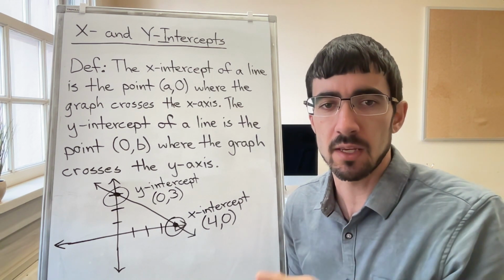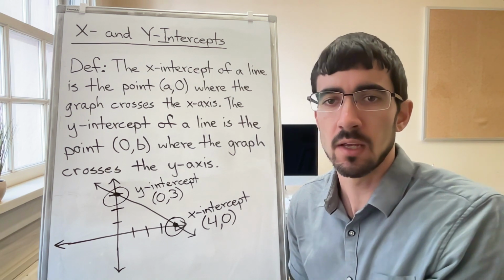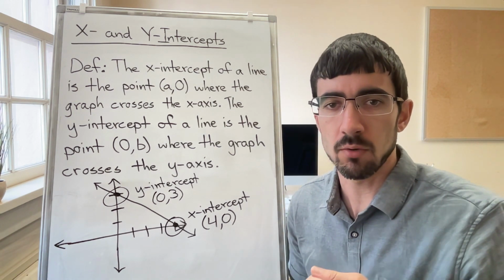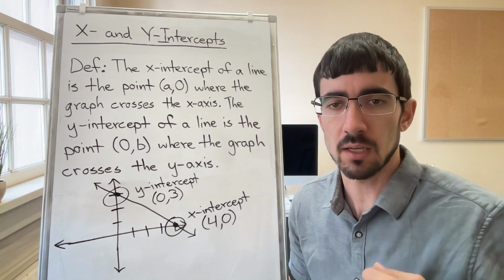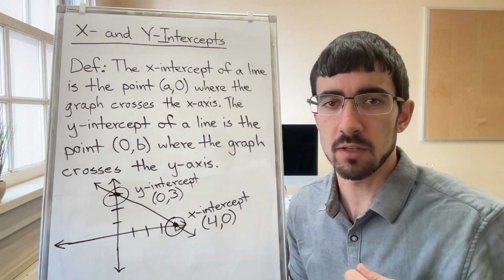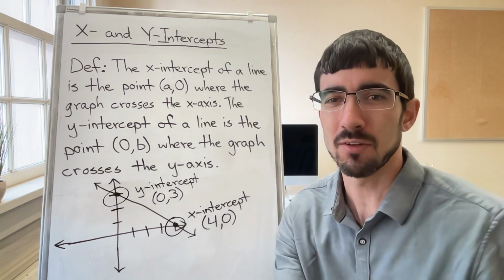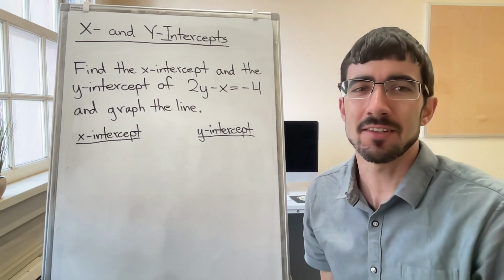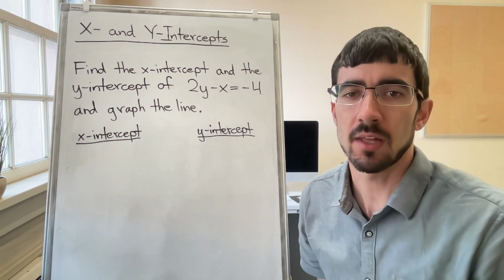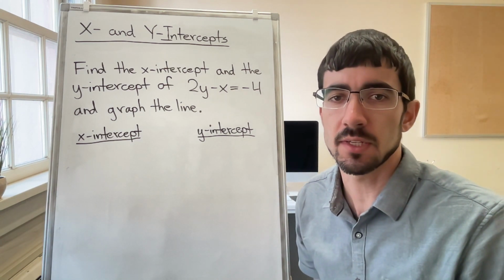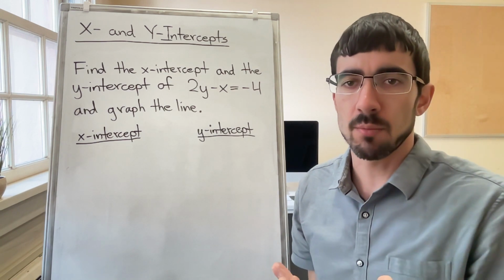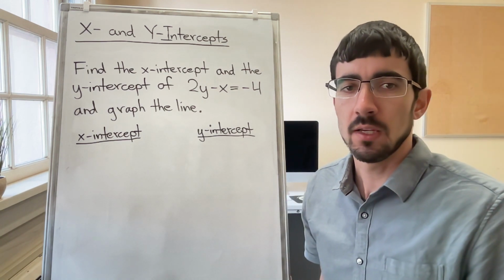We can identify the x and y-intercepts first and plot those on a coordinate system, and then we can connect those to form the equation of the line. Let's look at an example of doing that. Let's find the x-intercept and y-intercept of the line 2y minus x equals -4 and use that information to graph the line. Here's how this works.